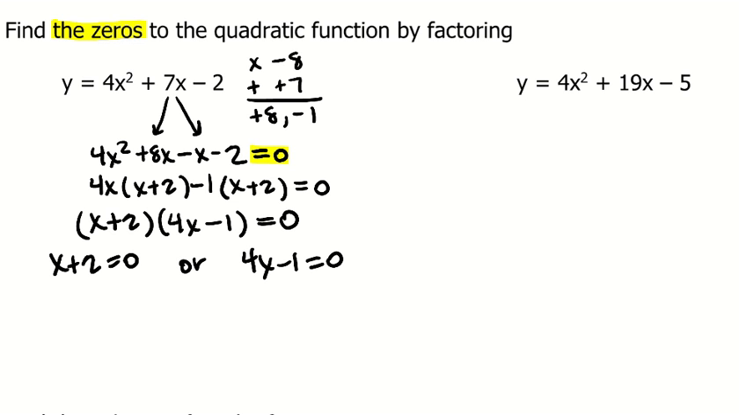For x plus 2 equals 0, I can subtract 2 from both sides and see that x needed to equal negative 2. And for 4x minus 1 equals 0, well, you could look at it a couple ways. I would just add 1 and then divide by 4. So that'll be x equals positive 1/4.